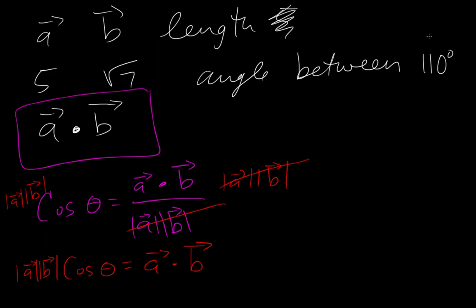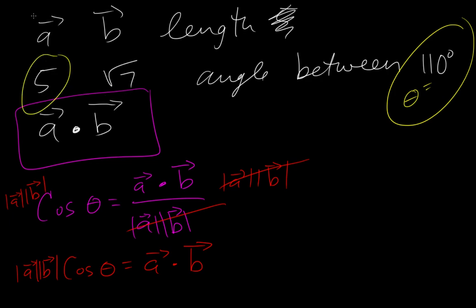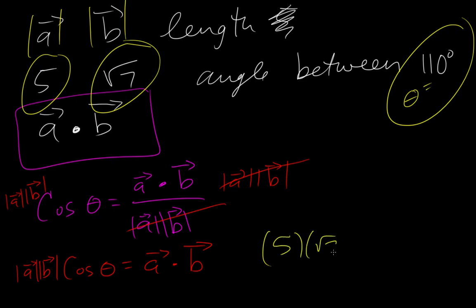So we know theta. Theta is right here. We know A is 5, or the magnitude is 5. So this is, and this. Okay, we actually can just plug everything in. So we plug in 5 times square root of 7 times cosine of 110. And that's going to give us our answer.